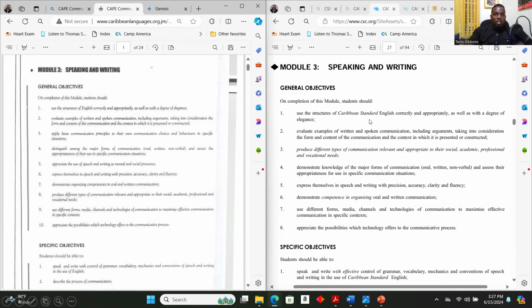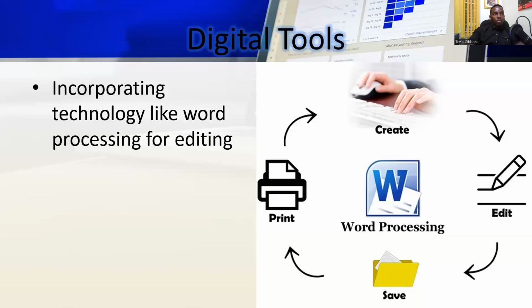So we can already see the emphasis that is placed on Caribbean Standard English. The second one is digital tools. Incorporating technology like word processing for editing could enhance writing skills. The modifications here focus on enhancing students' proficiency in critical language skills such as reading, writing, speaking, and listening. The updated syllabus reflects contemporary language use and incorporates various communication forms, including digital literacy.